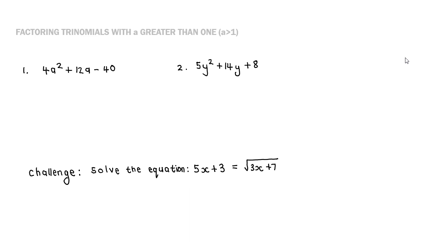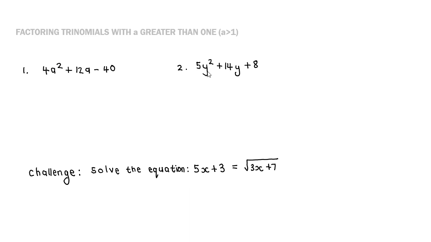Right, so yesterday we were looking at factorizing trinomials where our a value was equal to 1. So today we're going to move on to looking at factorizing trinomials with a greater than 1. You can see that our a in both of these trinomials has a coefficient which is not 1. Over here it's 4 and over here it's 5.